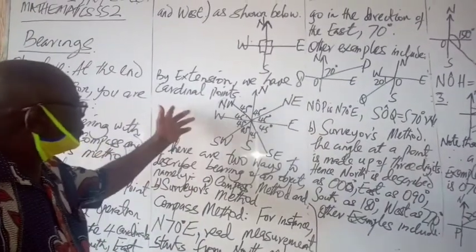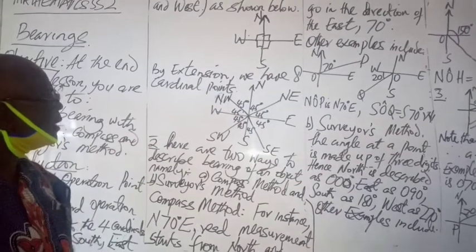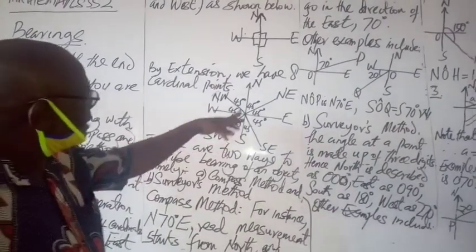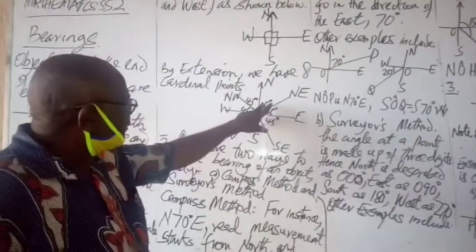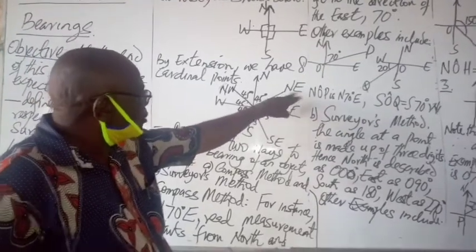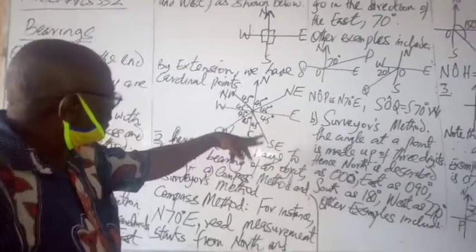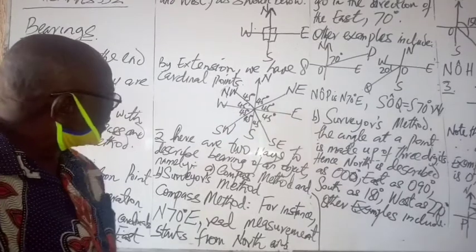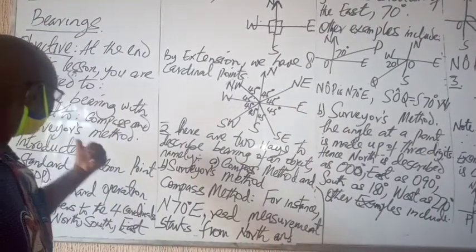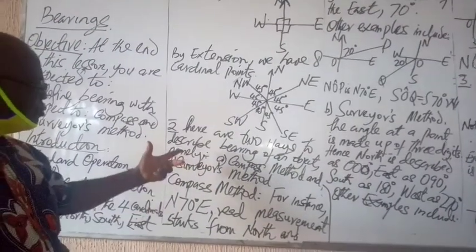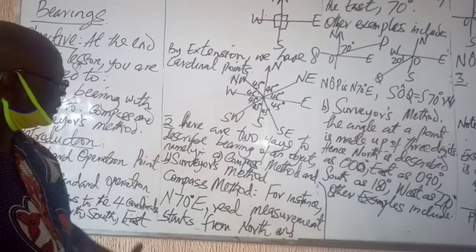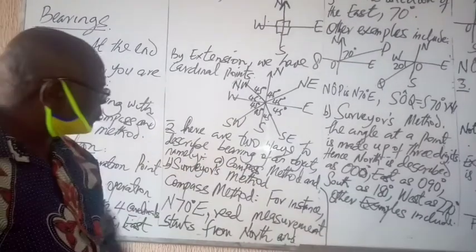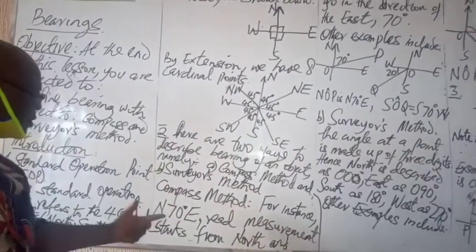By extension, we also have what we call eight cardinal points, and the angle between north and northeast is 45 degrees, and the angle between northeast and east is 45 degrees, and so on and so forth, making a total of 360 degrees. As we have said before, we have two types of bearing: one we call the compass method, and the other is called the surveyor method.